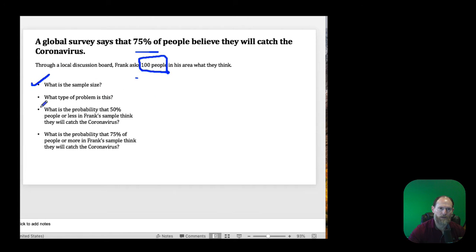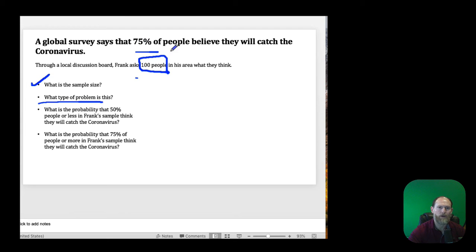But more importantly, what type of problem is this? So we have context of what's going on. Okay, well, let's just look at this. A global survey, so that sounds like a big population. It says that 75% of people believe they will catch the coronavirus. So that means 25% of people believe they will not. And this is a categorical variable. Do you think you'll catch the coronavirus?